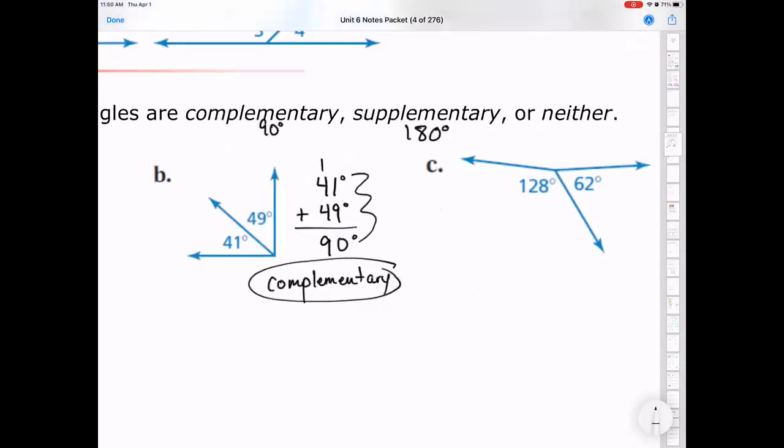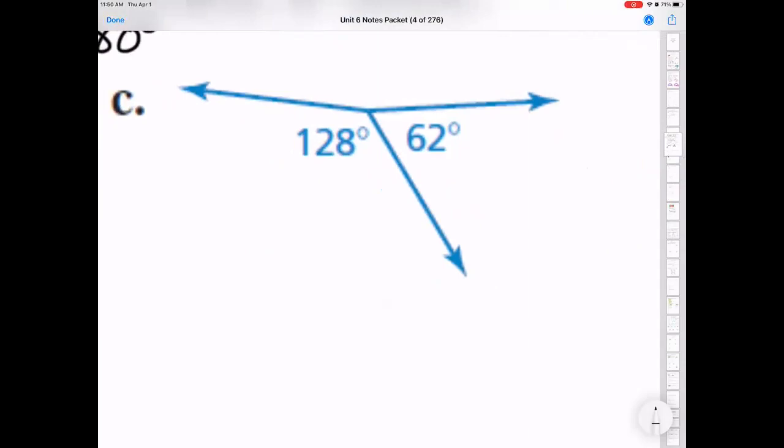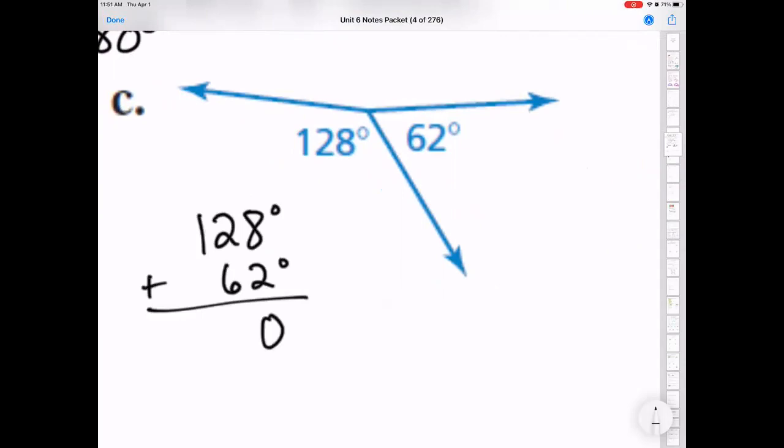Finally, for C, we have 128 and 62. We're going to combine those angles together. Now for our last digit, the 8 plus the 2, we get a 0. That's a good sign because 90 and 180 both end in zeros. Carry the 1. 1 plus 2 plus 6, looks like we get 9 there. And then 1 just drops down. So we're looking at 190 degrees. Well, that's not 180. It's definitely not 90. So this then would be a case of neither.